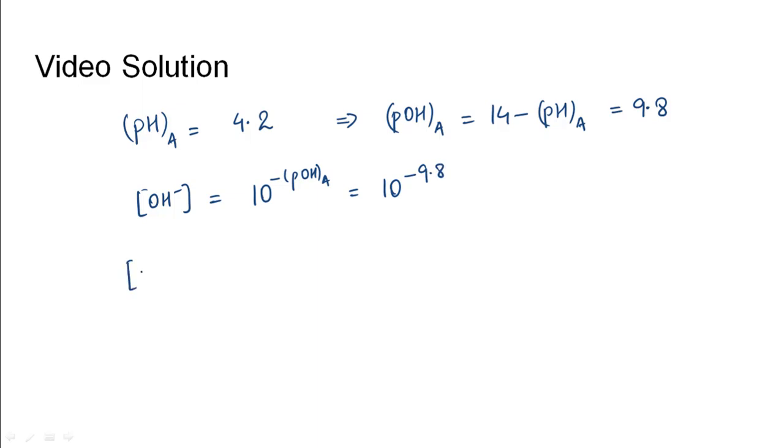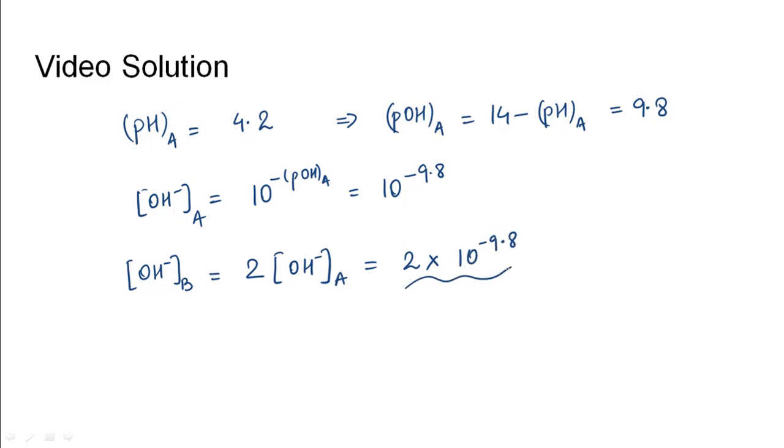It is given that the concentration of hydroxyl ions from industry B is 2 times the concentration of hydroxyl ions from industry A. Substituting the value, we get 2 into 10 to the power minus 9.8 as the hydroxyl ion concentration from industry B. Taking negative log on both sides, which is minus log of OH minus from B, which would become pOH of B.